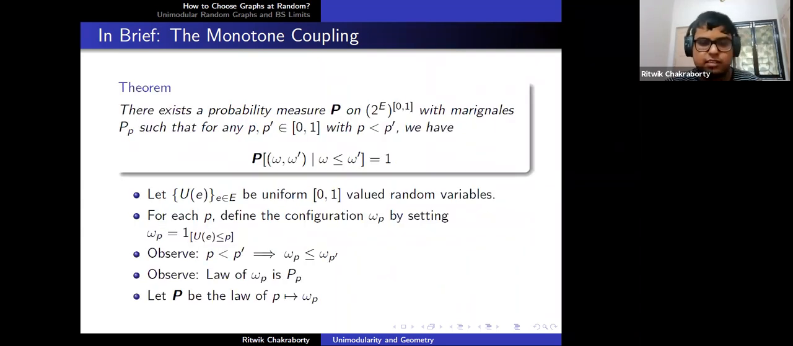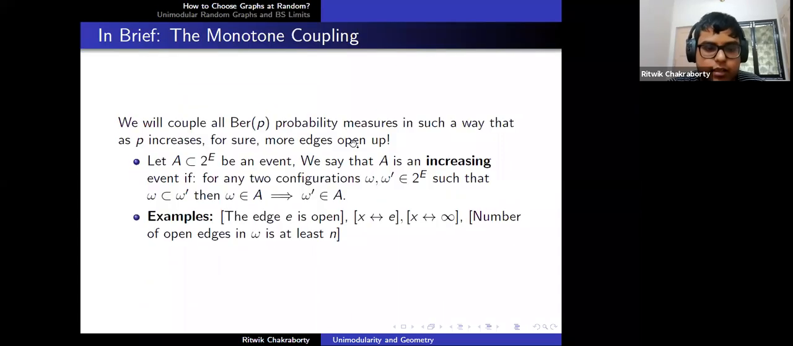So moving on, this is the first result that we want to talk about. There exists a probability measure P on the space 2 to the power E times the unit interval [0,1], with marginals being the Bernoulli p percolation probability measures, such that whenever I have any two parameters p and p prime, with p strictly less than p prime, the probability that omega is contained in omega prime is equal to 1. So in fact, this encodes the intuition that we're talking about in here.